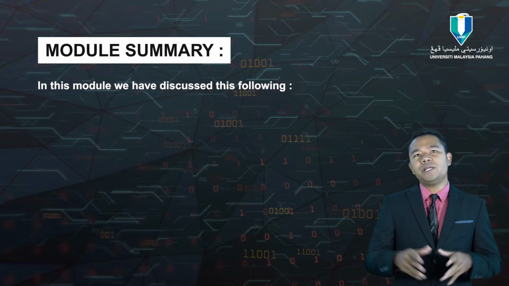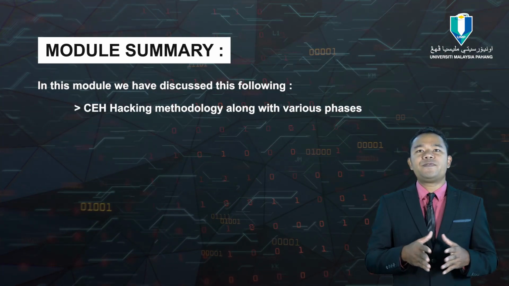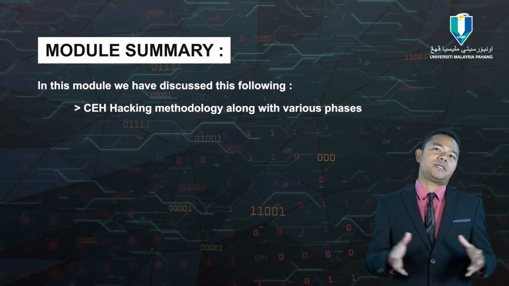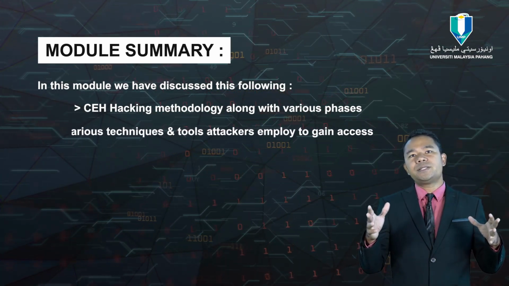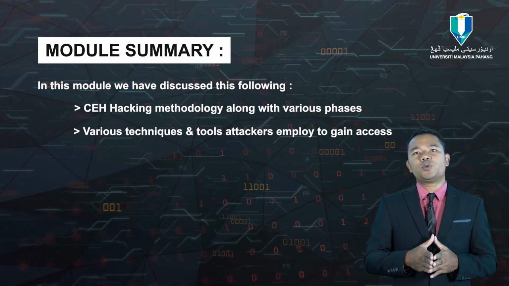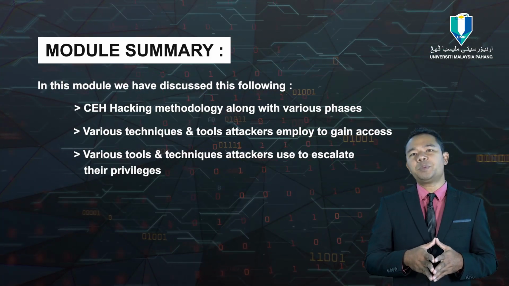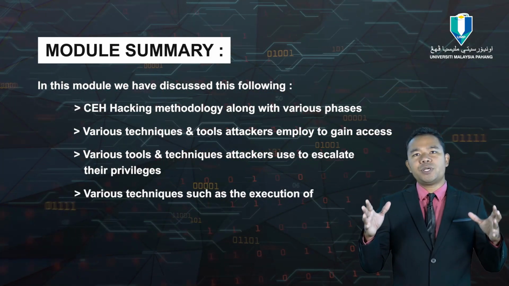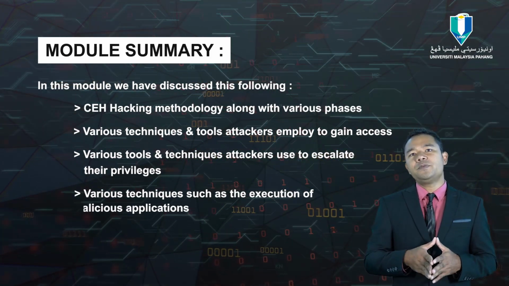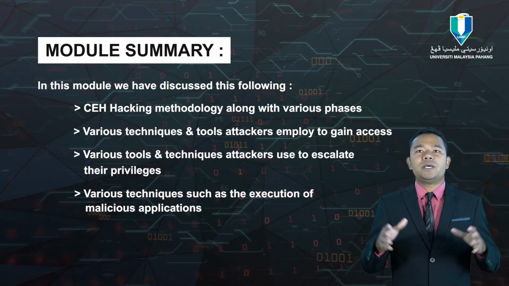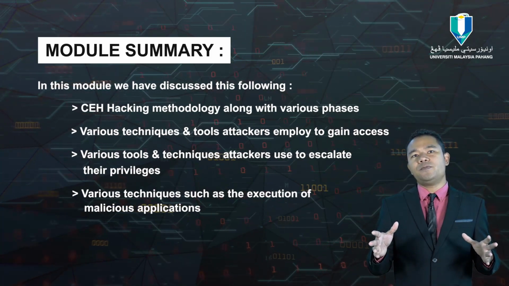For the module summary, in this module we have discussed the following: CEH hacking methodology along with various phases involved in system hacking such as gaining access, escalating privileges, maintaining access, and covering tracks. Various techniques and tools attackers employ to gain access to the target system. Various tools and techniques attackers use to escalate their privileges. Various techniques such as execution of malicious applications, keyloggers, spyware, rootkits, NTFS streams, steganography, and steganalysis that attackers use to maintain remote access to the target system and steal critical information.